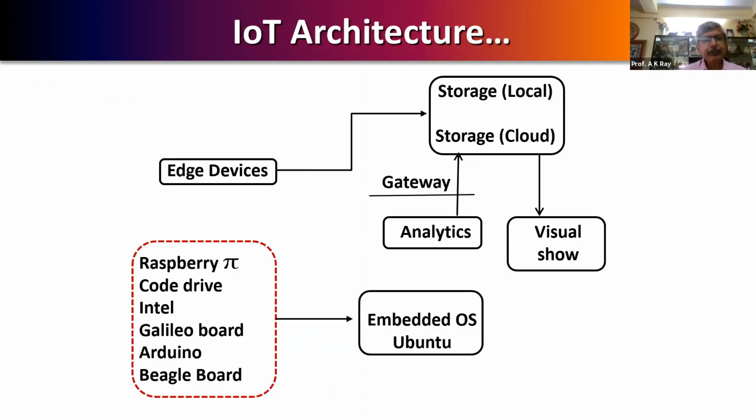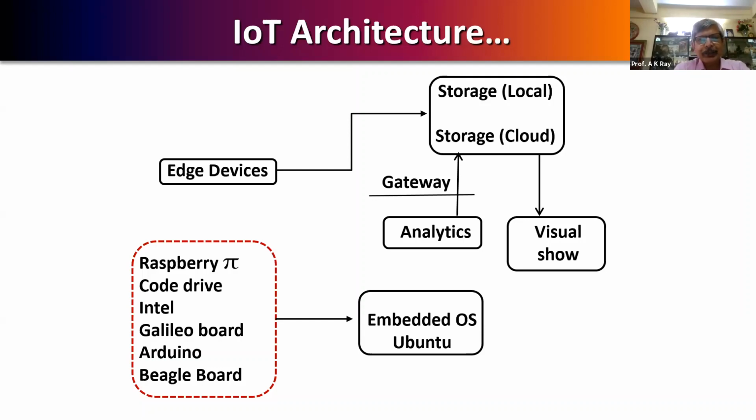As I said, the devices may be Raspberry Pi, Intel's Galileo board, Arduino, Beagle board, everything. And that runs an embedded OS like Ubuntu. You can make your own gateway. So in the lab, what can you do? You can purchase the sensors, you can make your own gateway, and you can also make your own edge processor, an edge device with a lot of storage, and then you can also send it to the cloud. So it is so easy and so beautifully structured, one by one.